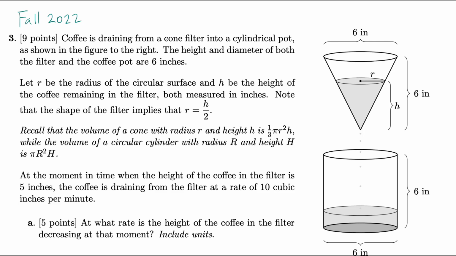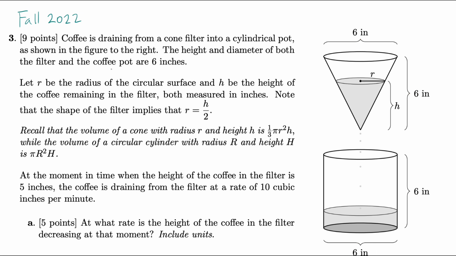Coffee is draining from a cone filter into a cylindrical pot. And we see this happening right here. Here we have coffee and it's dripping down to the cylinder as illustrated. The height and diameter of both the filter and the coffee pot are 6 inches. So we see that we have 6 here, 6 here, 6 here, and another 6 here as well.